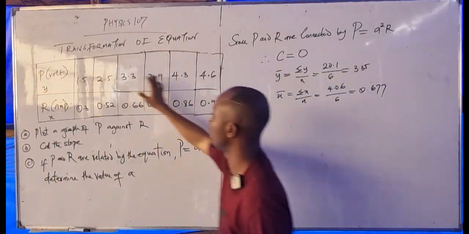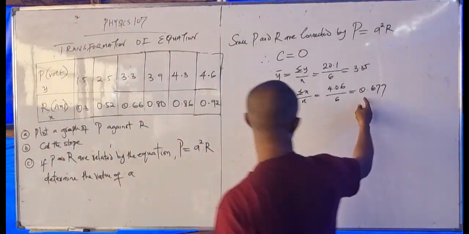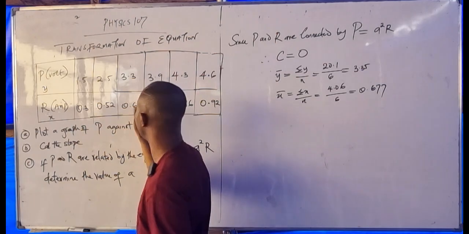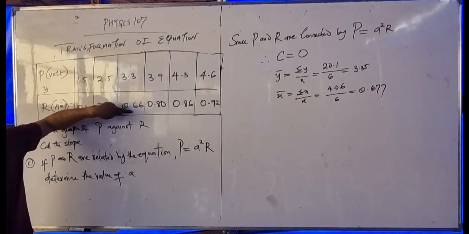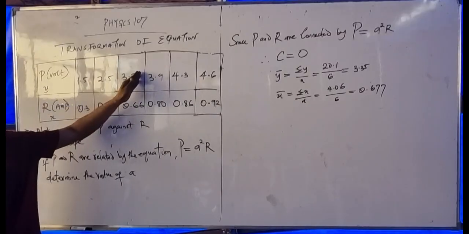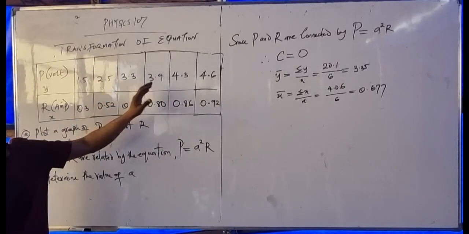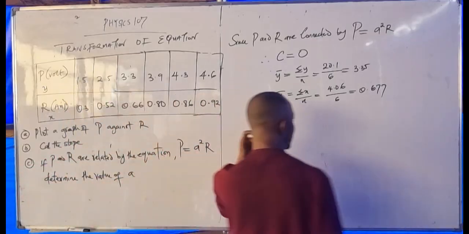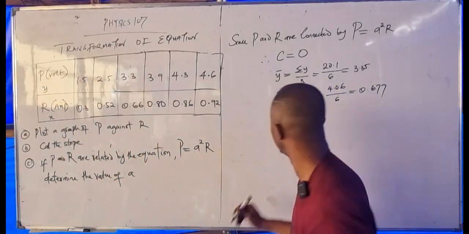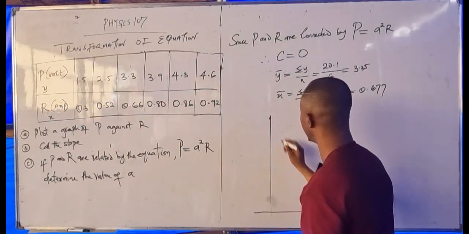Look at your Y. 3.35 can be captured somewhere here, right? What about 0.677? It can be captured somewhere here. I say the mean of S bar and Y bar is very, very important. Okay, now watch. The next step, generate your table for me now.